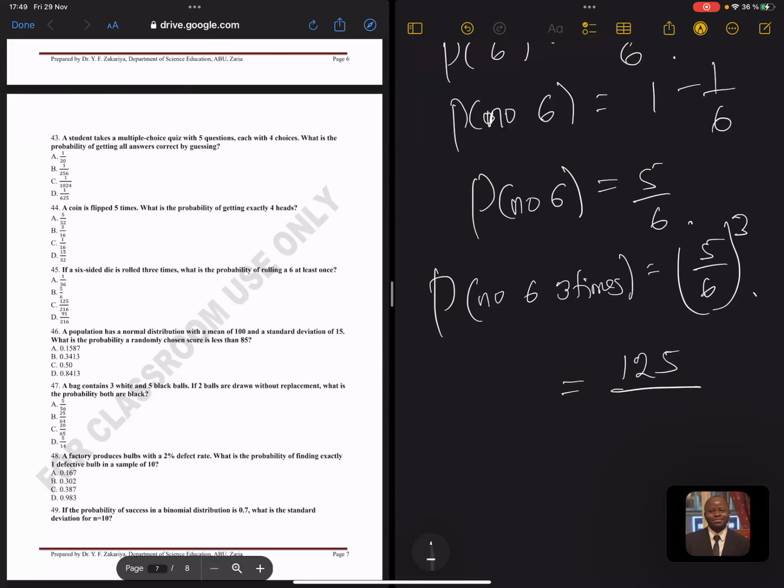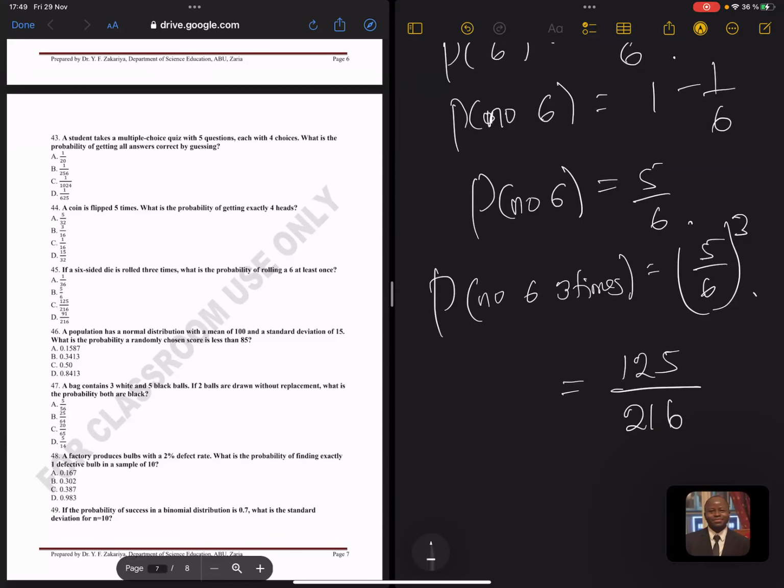Please, we need the calculator, people. What is 6 times 6 times 6? What is 6 cube? That's 216. Is this correct?